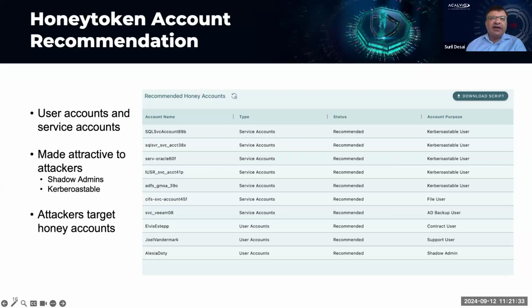And these are done in a completely automated manner. That way, the administrator and the customer do not need to take any additional steps. They just view this recommendation, they can approve the ones that are relevant to them, and then just deploy. That's all the admin has to do.